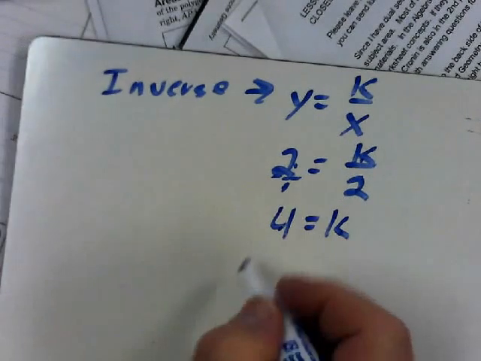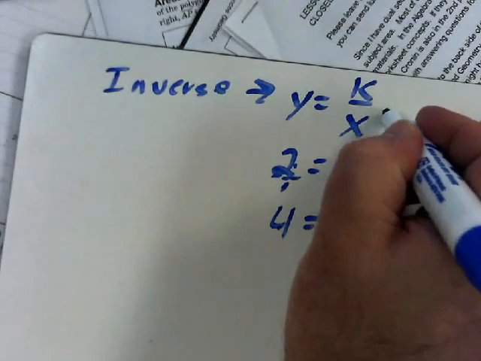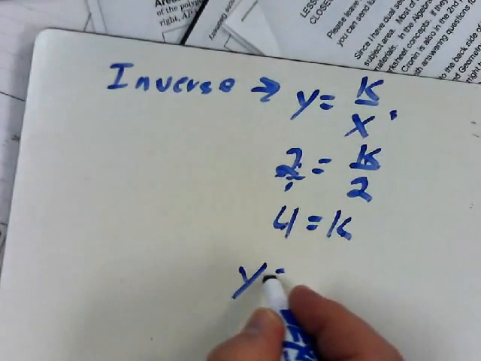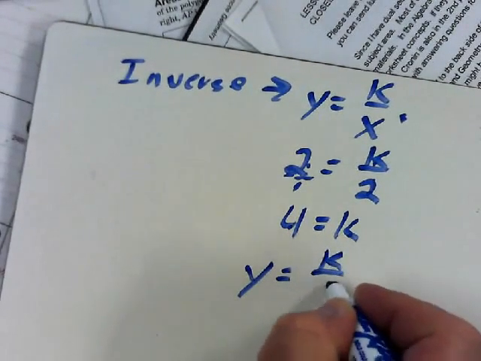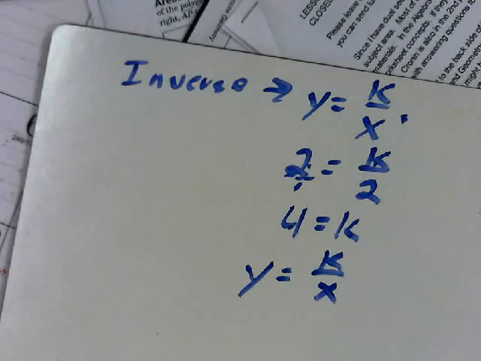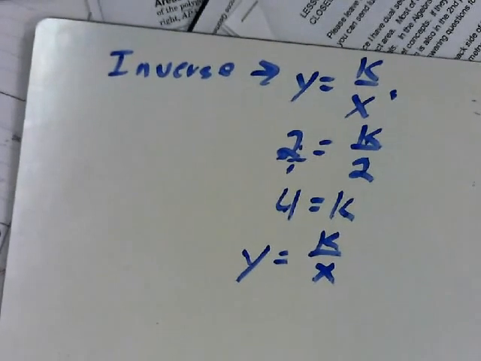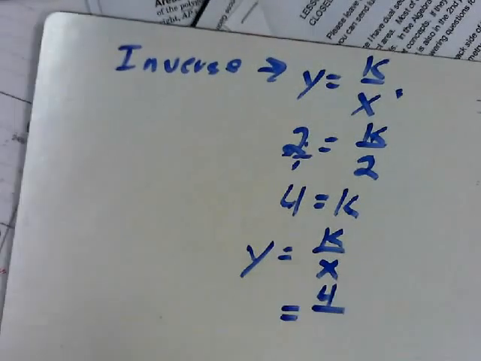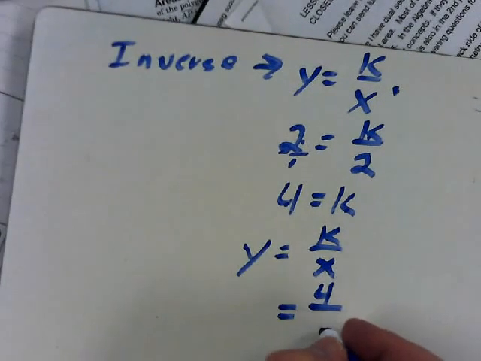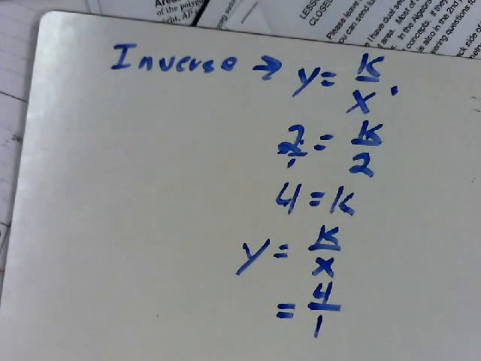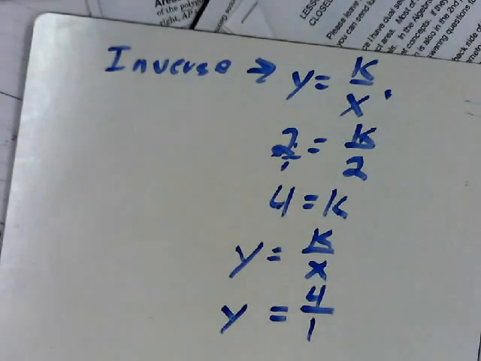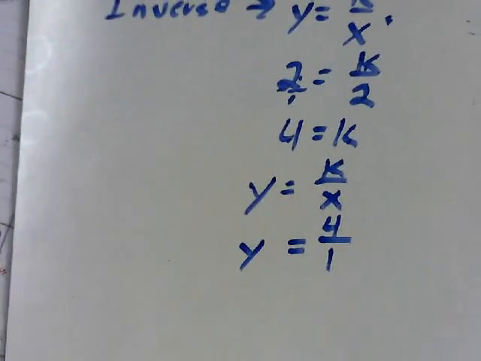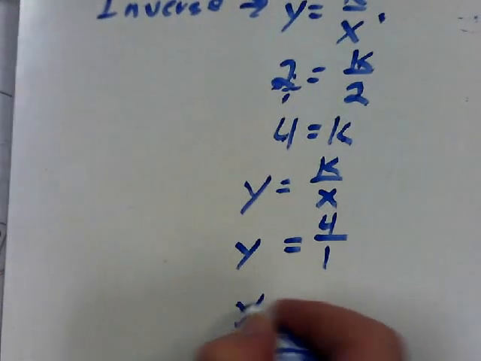Using that same expression that I used up here, y equals k over x. What do I know right now? K is 4, x is 1, and I need to find y, don't I? So the y would equal 4.